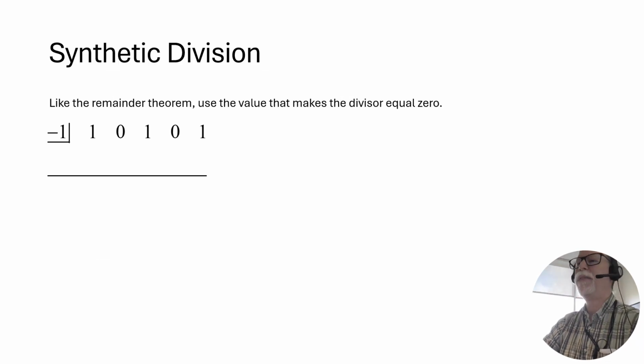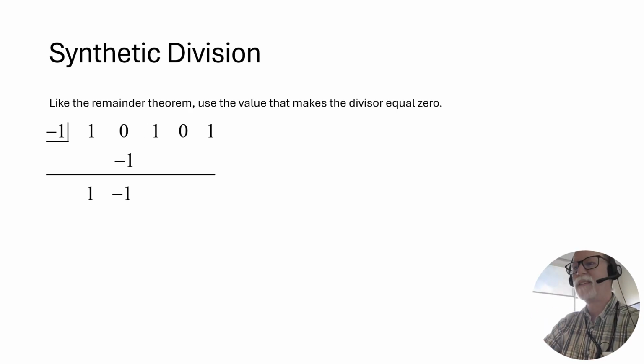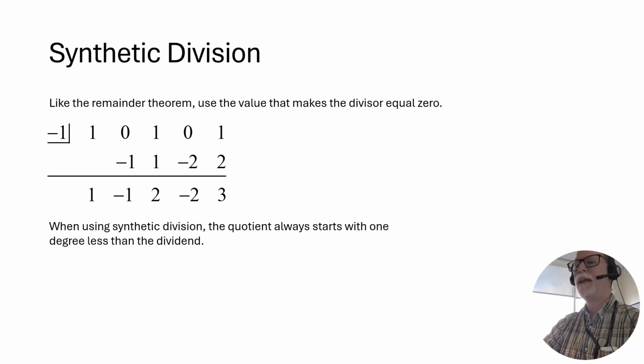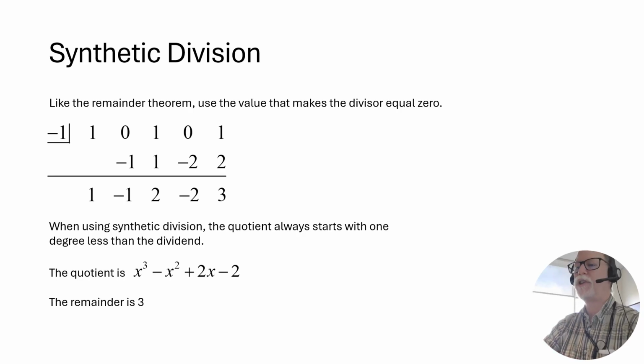Just like the remainder theorem, we're going to use -1. You still have to put those 0 placeholders to keep track of that. Bring that leading coefficient down, multiply by what's in the box, write it in the next column, add those columns, repeat the process like that, and then finish it off. If you do synthetic division first, remember the quotient, that last line that we get, will always be 1 degree less than the dividend. So we started with x to the 4th, so we'll start with x cubed. The very last number will be the remainder. Awesome.